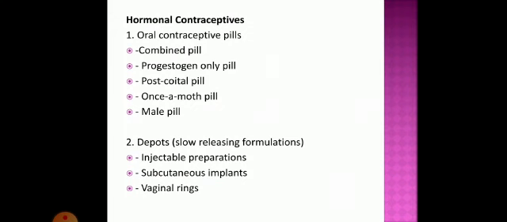The hormonal contraceptives are broadly divided into 2: the oral contraceptive pills and the depots, which are the slow hormone releasing formulations. Let's go to the oral contraceptive pills. Oral contraceptive pills can be categorized into 5: the combined pill, the progesterone only pill, the post-coital pill, the once a month pill, and the male pill.